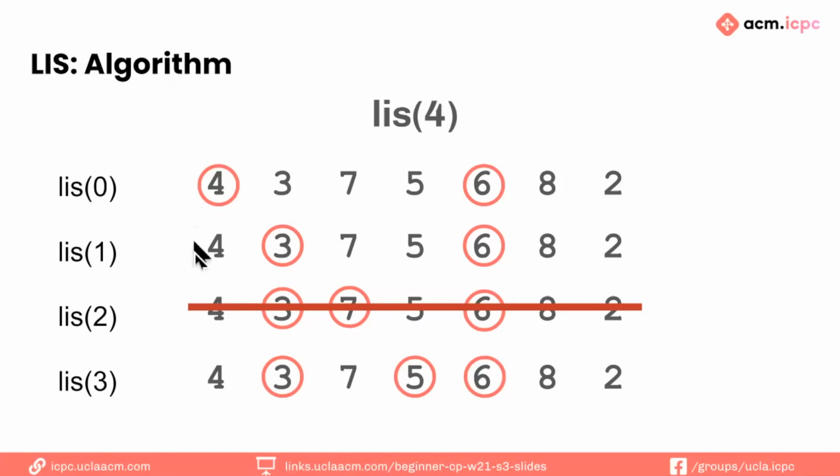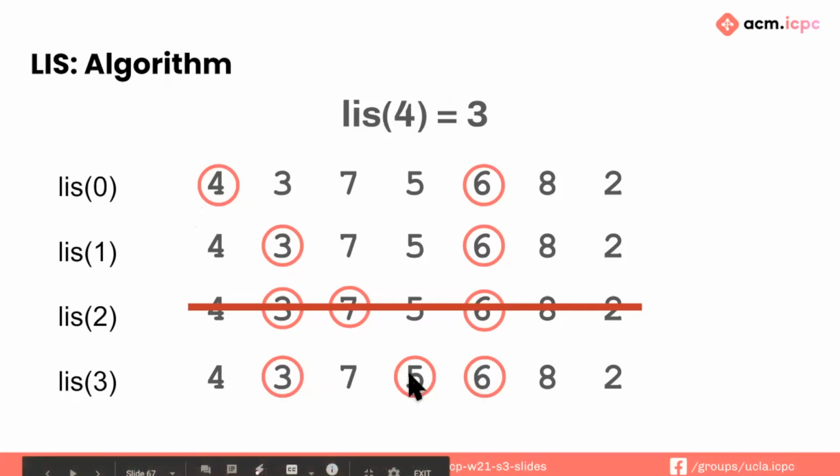And so what we get from here is that LIS of 4 is equal to 3, because we see that there are 3 numbers circled here. More formally, LIS of 4 is 3 because you considered LIS of 0 as 1, LIS of 1 is 1, and LIS of 3 is 2. And then you took the maximum of those, which is the 2, because you want to take the maximum possible LIS below the 6, and then you add 1 to include the 6 as one of the numbers. So you get 2 plus 1, which is 3.